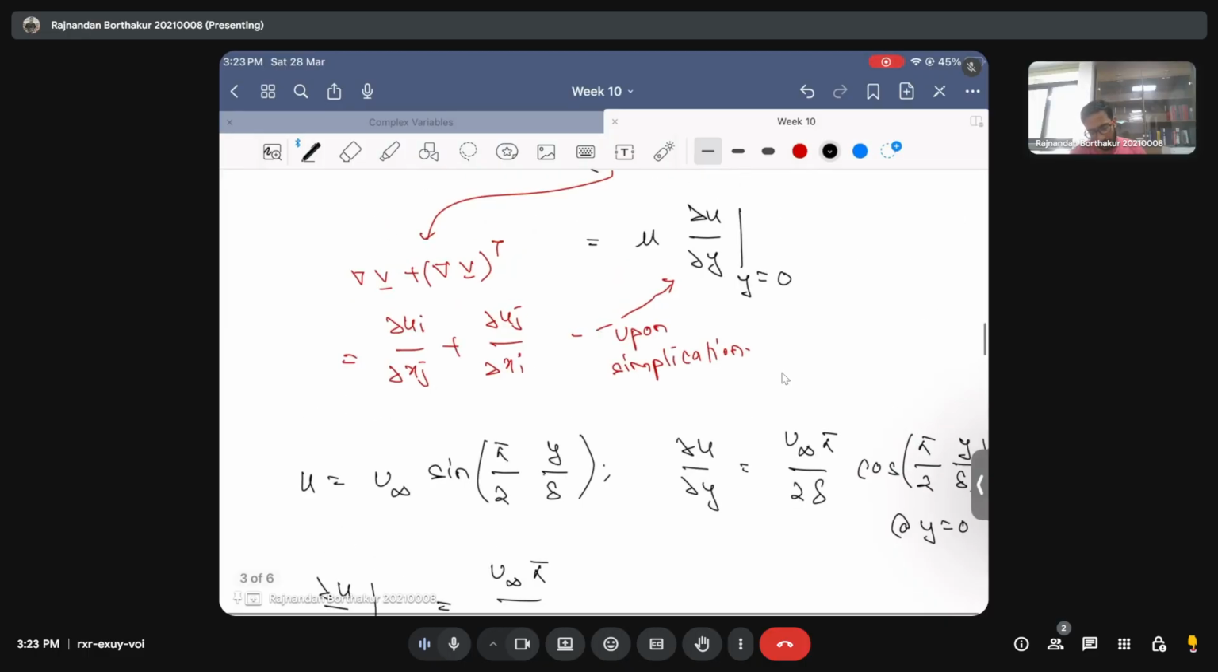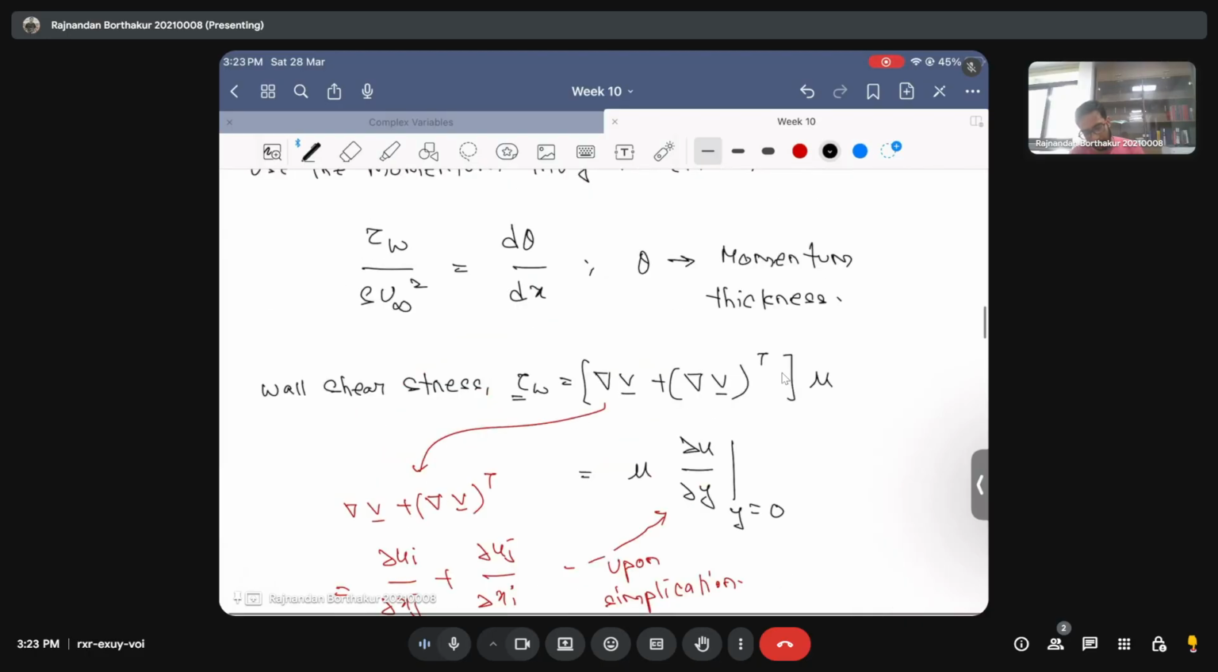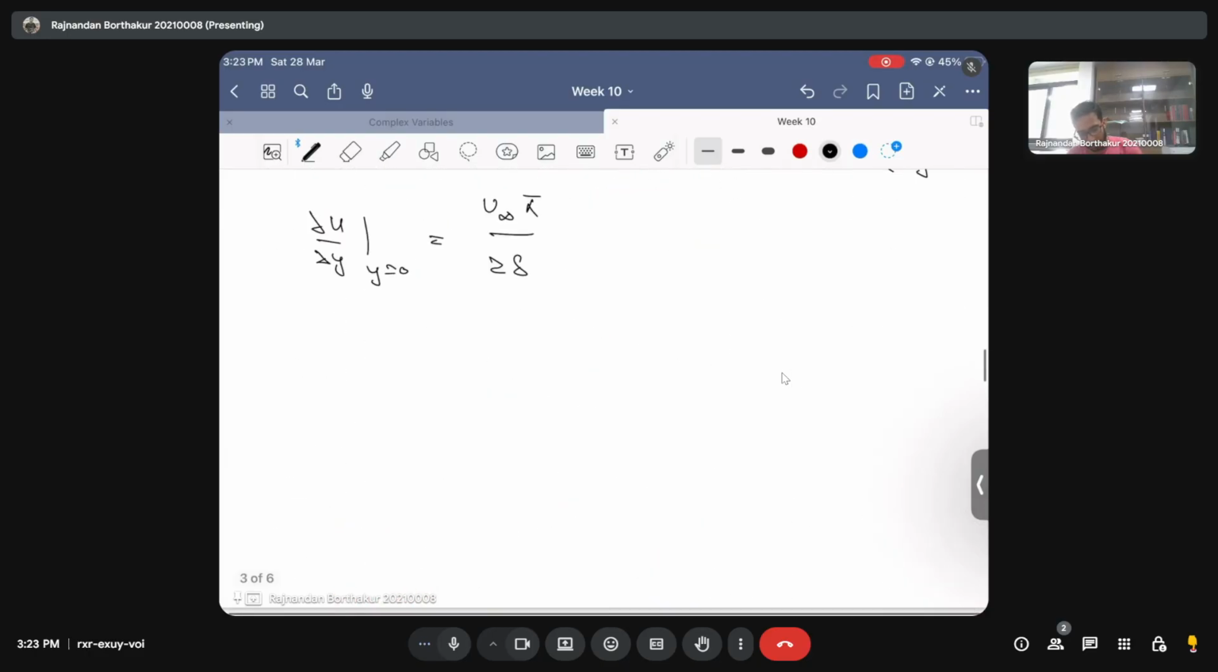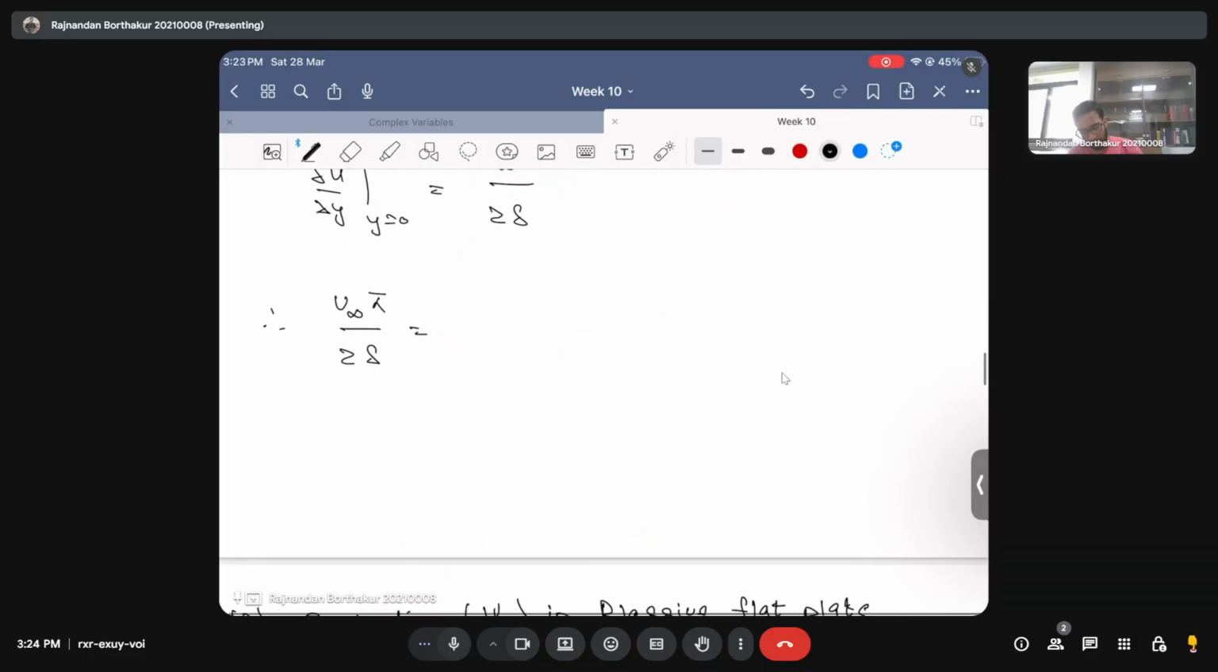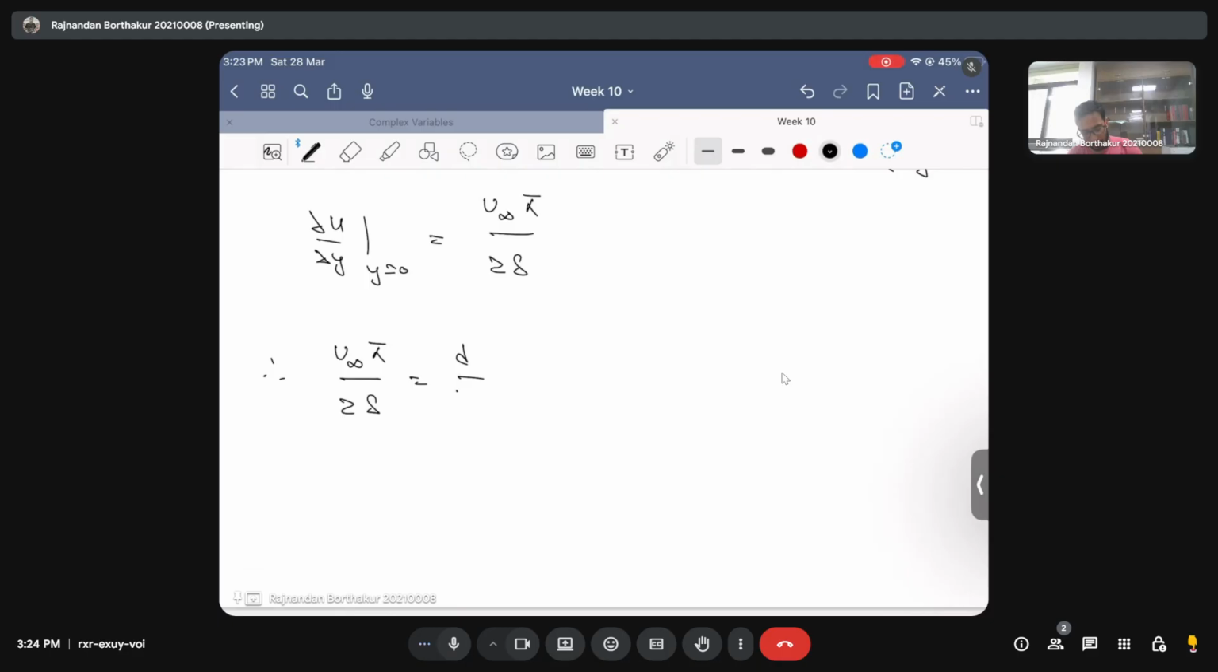And we will just substitute it in this equation. So therefore, what you get is u infinity pi by 2 delta is equal to ddx of theta. We have studied that your momentum thickness theta is, so what is theta? Your theta is basically equal to the integral from 0 to delta of u by u infinity times 1 minus u by u infinity.